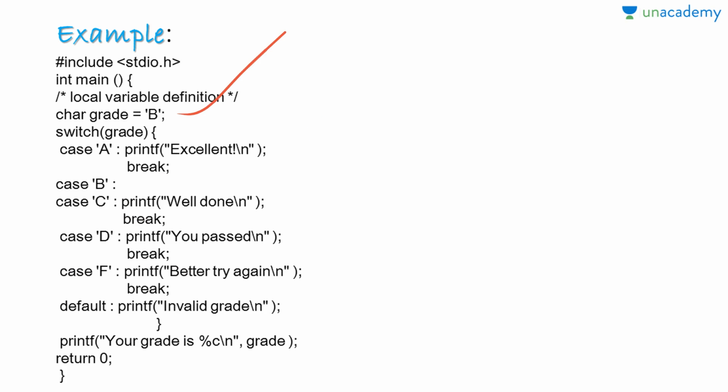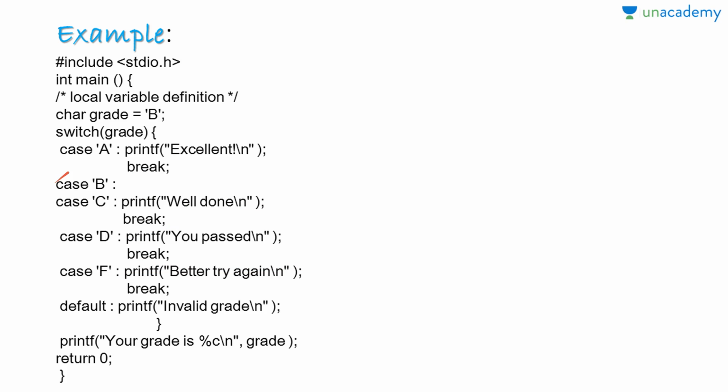So our grade is B. It doesn't match with A. So next come to B. Here we have given it as a blank statement, but in a switch statement, if case B and C, we can give one printf statement together for two or three cases. So if I wanted just "You passed" for B, C, D, then B, C would be blank, and for case D we would have written printf "You passed". So we can do it like that.